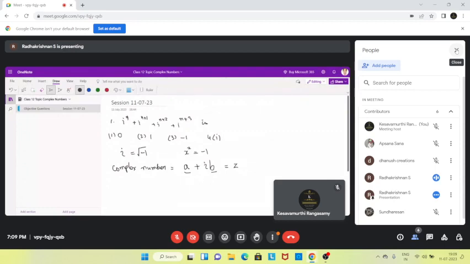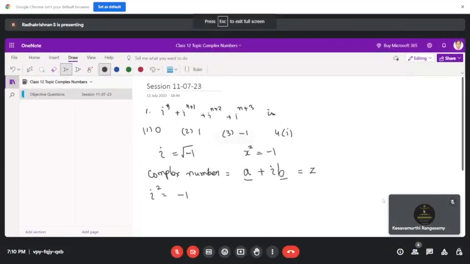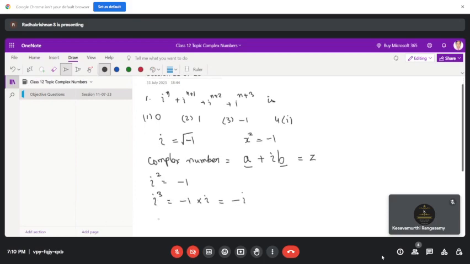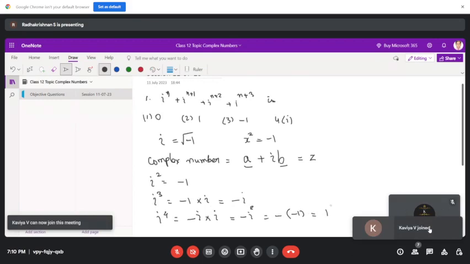Now, the important facts here I will tell you. i square equal to -1, because i equal to root of -1. i cube equal to -1 into i, which is equal to -i. i to the power of 4 equal to -i, again i cube into another i, so that means -i square, and we know that i square is -1, so it becomes 1. So i to the power of 4 is 1.